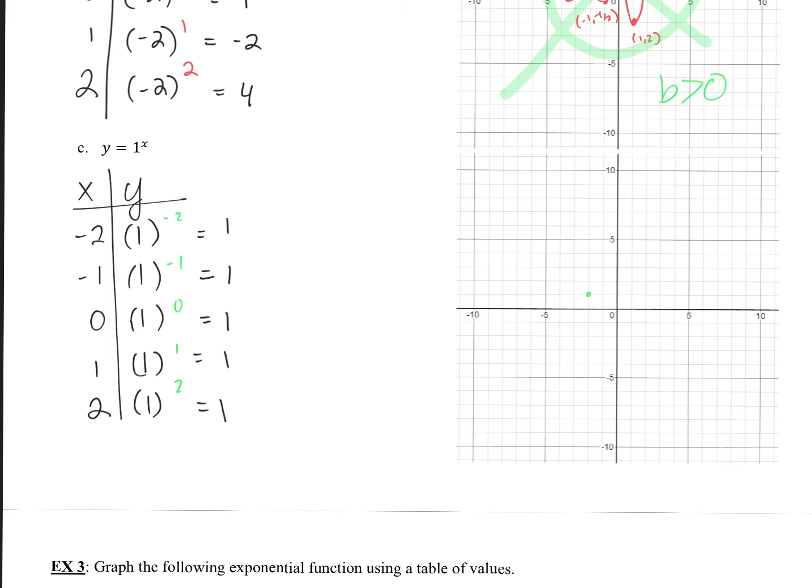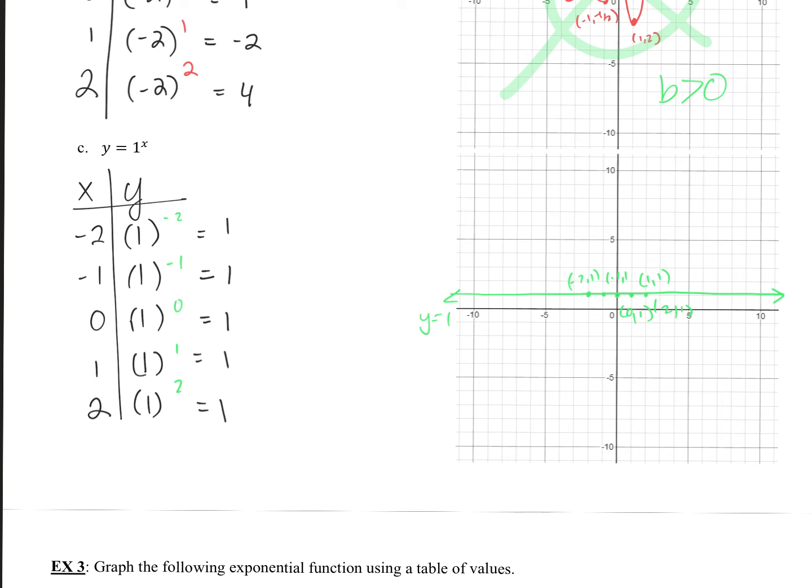-2, 1. We'll go ahead and graph that. -1, 1. 0, 1. 1, 1. Really squishing it here. And 2, 1. In fact, everything is going to end up just equaling 1 no matter what we get. So we'll end up with the horizontal line y equals 1, which looks nothing like the logarithmic equations that we're trying to say are logarithmic.